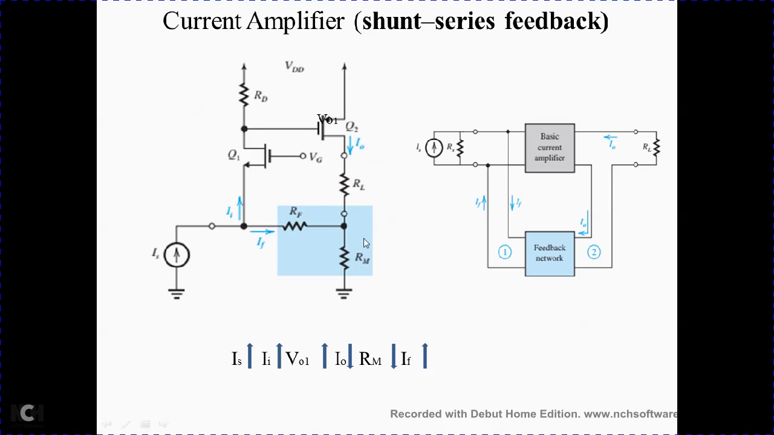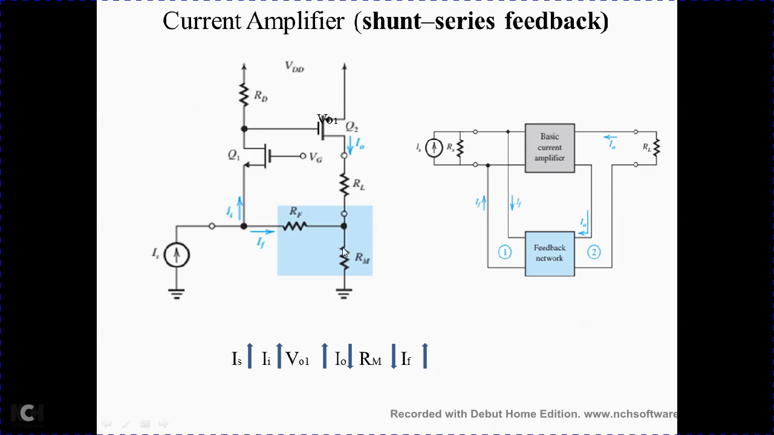If current decreases, the voltage developed across this also decreases, that is RM, which is connected in series with RL. Okay, the current IF is flowing through RF, please remember, and whenever there is a decrease in I naught, there is a decrease in voltage across this RM. Voltage across this RM also decreases.